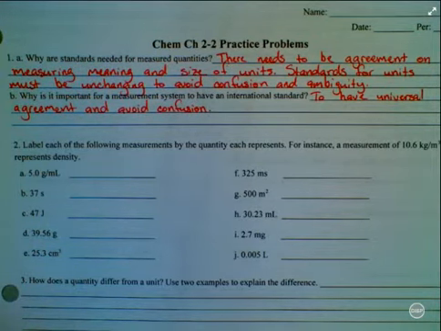Now, that's going to be very closely related to B. Why is it important for a measurement system to have an international standard? Again, to have universal agreement and avoid confusion.